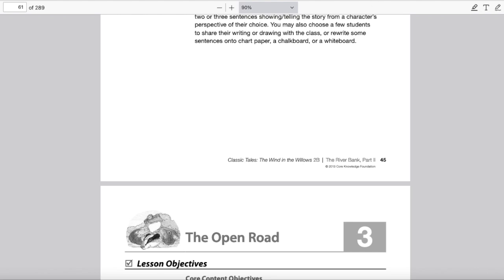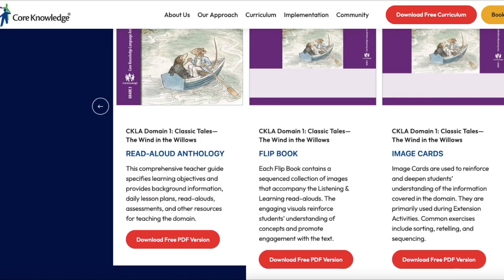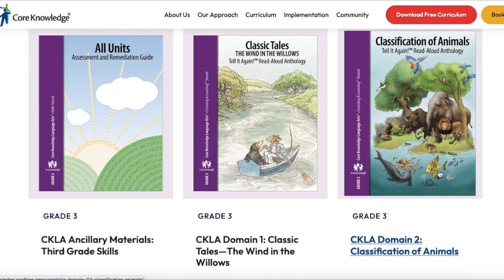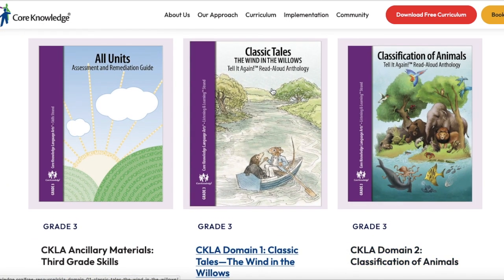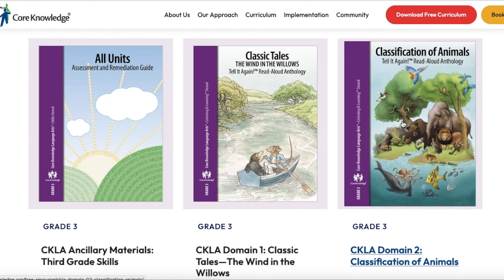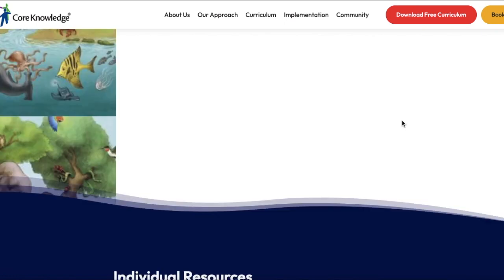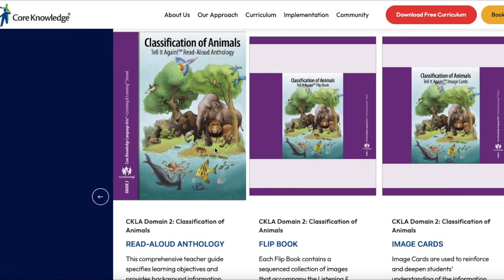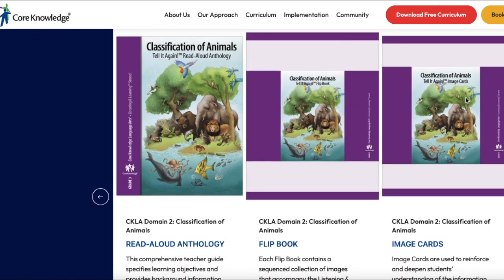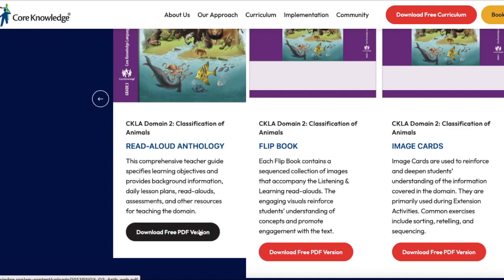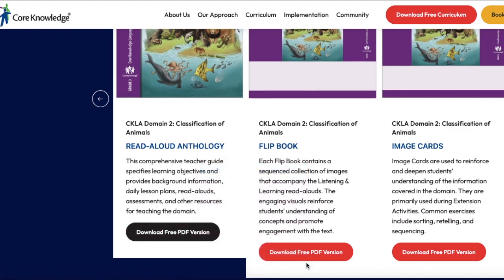I want to show you an example of nonfiction, because we are currently on classification of animals. We just went over an example of how a story works. Let's look at how nonfiction works. So again, we have the same things. We have our teacher guide. We have our flip book image cards if you choose to use them.